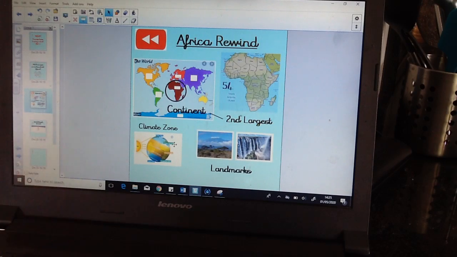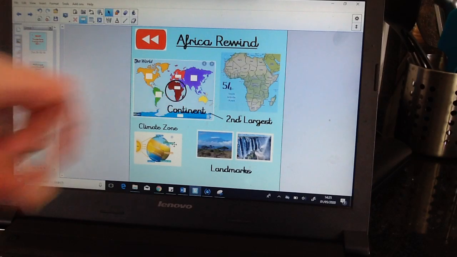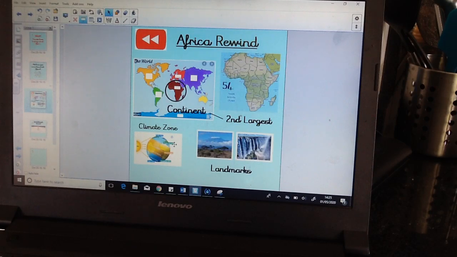This one is to remind you about the climate zones. The majority of countries in Africa are in the tropical climate zone, but the north and the south are in the temperate climate zone. And this here is to show you some of their landmarks.